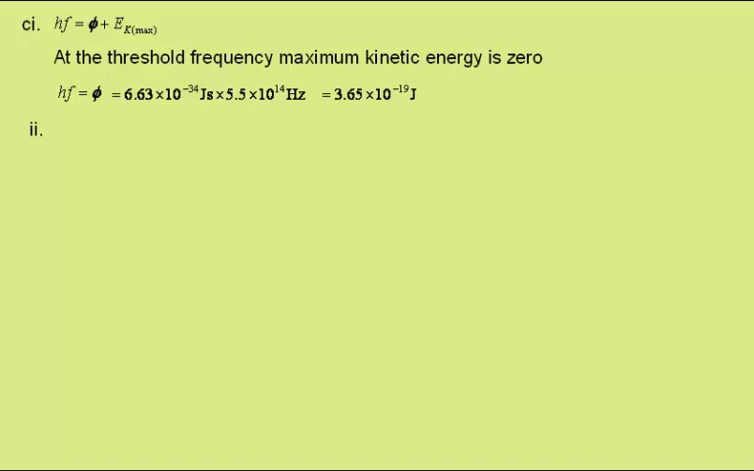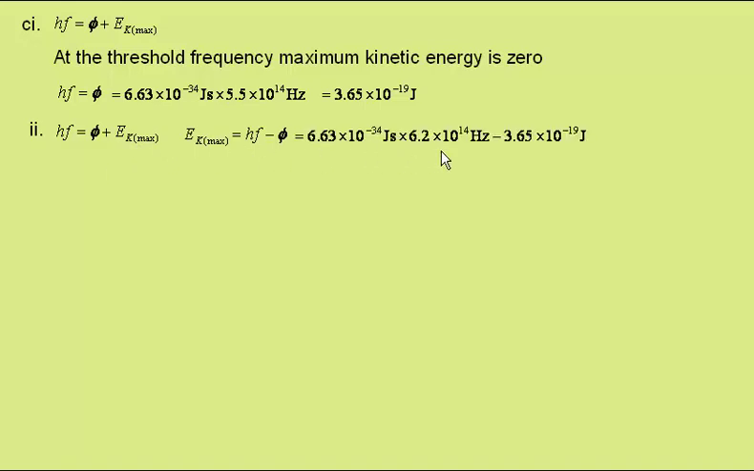And in part 2, we need to calculate the maximum kinetic energy of electrons when light of 6.2 times 10 to the 14 Hz is shone on the surface of lithium. Well, for this we use the same equation, but now it's the maximum kinetic energy we want. Putting in the values given gives an energy of 4.6 times 10 to the minus 20 joules.